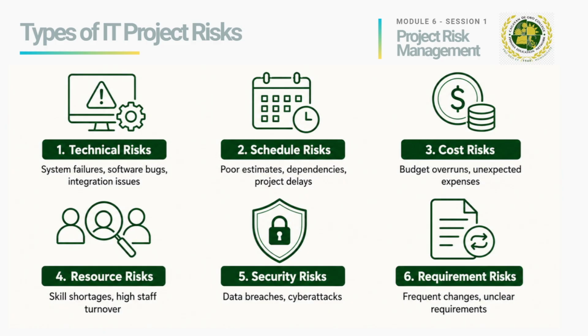Number four is resource risk. These are your skill shortages, high staff turnover. Maybe you're laying off staff, maybe there's too much staff but no use for them, or maybe there is less staff working on your project, so you don't meet proper deadlines because you have limited manpower. And number five, we have security risks, which are data breaches, cyber attacks, which is pretty much more common.